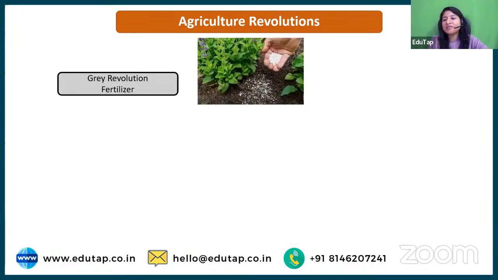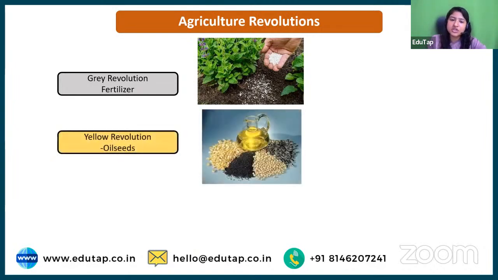Then we have the Gray Revolution, that is associated with fertilizer, meaning how to actually utilize the fertilizer in the field to get the maximum benefit, because ultimately what is fertilizer? Nutrients. We are providing nutrients into the field to the plants with the help of fertilizer, right? How to optimize them in the best way so that the plants' nutrition need can be fulfilled is known as the Gray Revolution, which is associated with fertilizer. Then we have the Yellow Revolution.